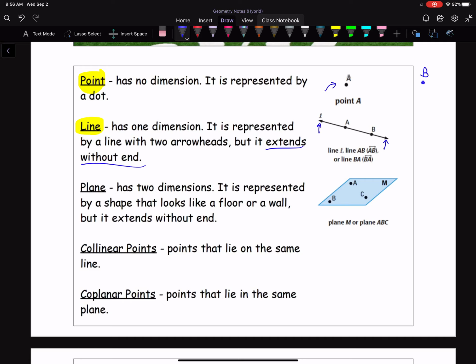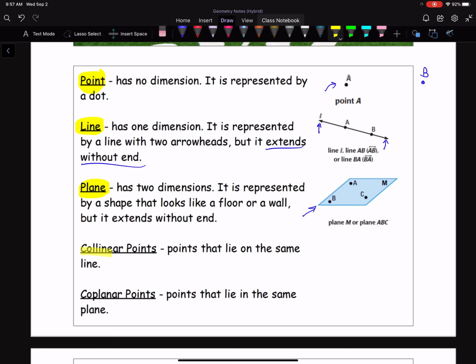A plane is going to have 2 dimensions now. And it's represented by a shape that looks like a floor or a wall, but it's going to extend without end. So here's an example of a plane. It looks kind of like a rhombus, but remember the sides extend without end. But for drawing purposes, it's going to look like a wall or a floor, some other 2-dimensional shape.